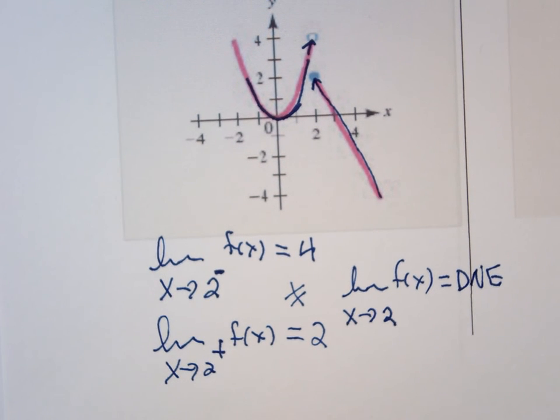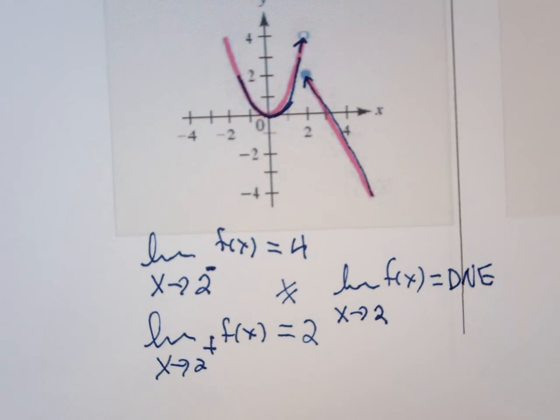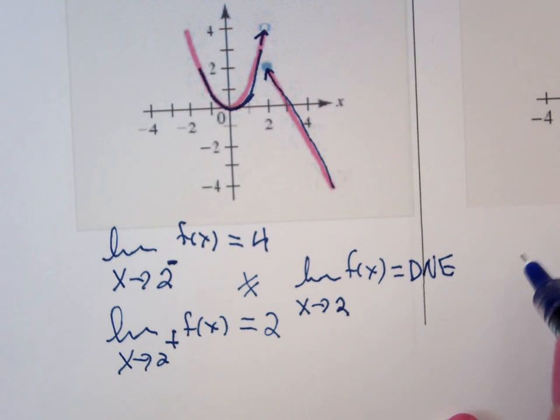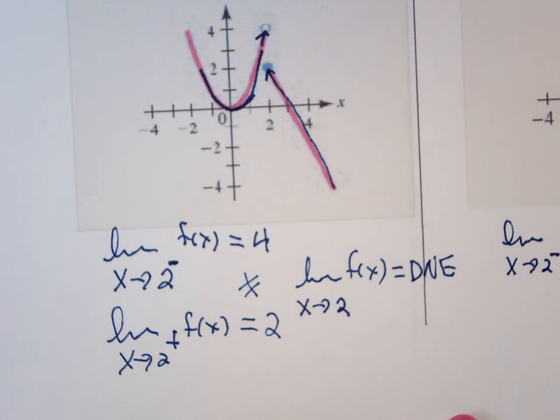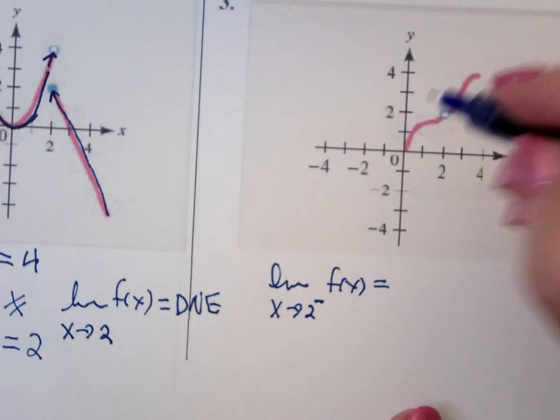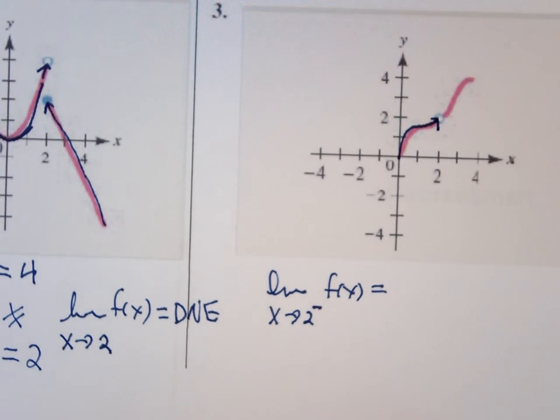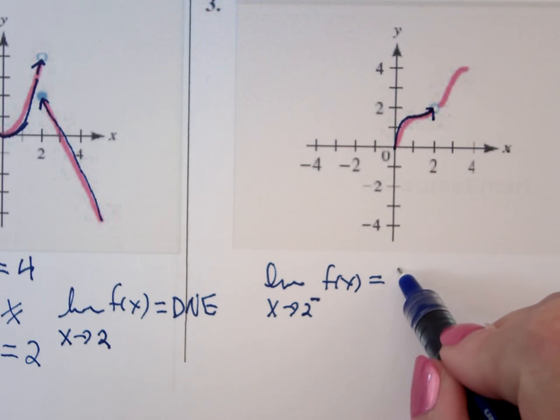And that's a piecewise function. That's how piecewise functions operate. That's not a normal function. It's a piecewise function. So, here we go. The limit as x approaches 2 from the left of f of x, that's Howard. And where does Howard end up? 2.